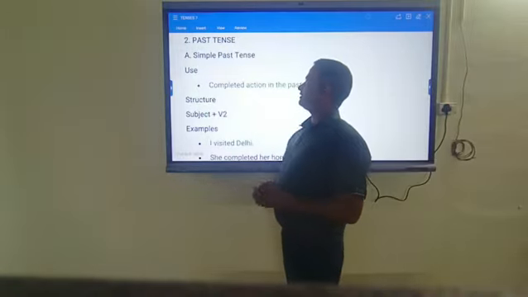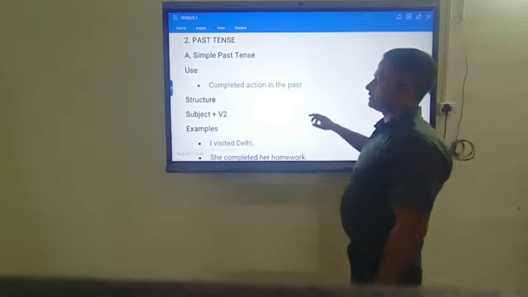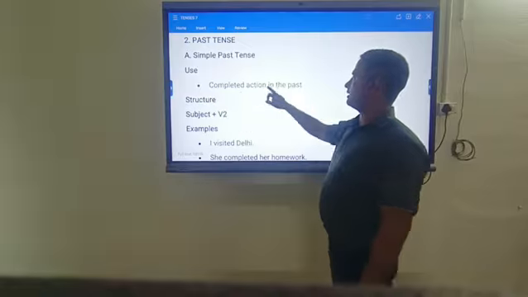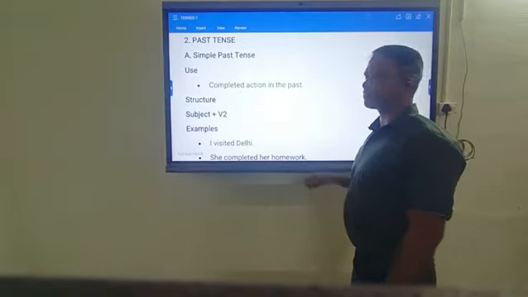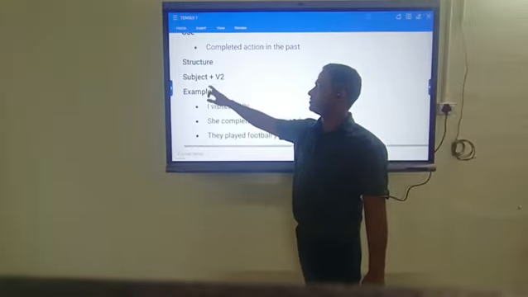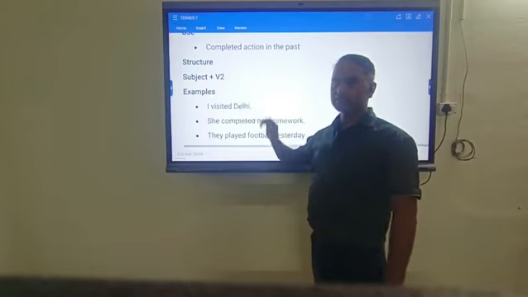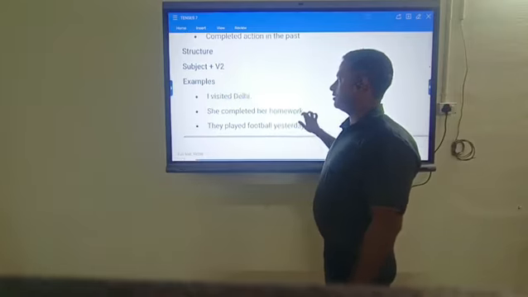So the first topic is simple past tense. The use of the simple past tense is for a completed action in the past. The structure of the tense is subject plus the second form of the verb. A few examples are given here.